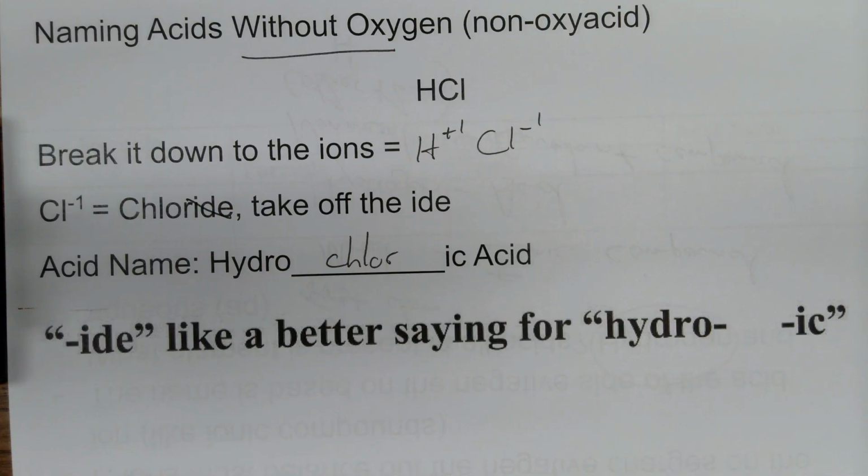Every acid without oxygen is going to be written hydro, the cut up name, ic acid. Hydrofluoric acid, hydrobromic acid, hydroiodic acid, hydronitric acid, and so on and so on.